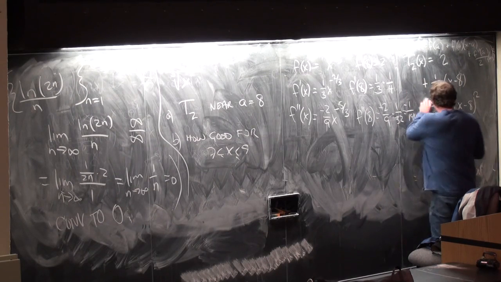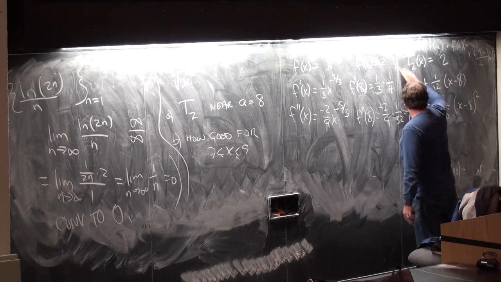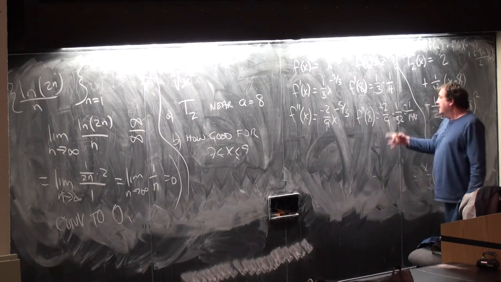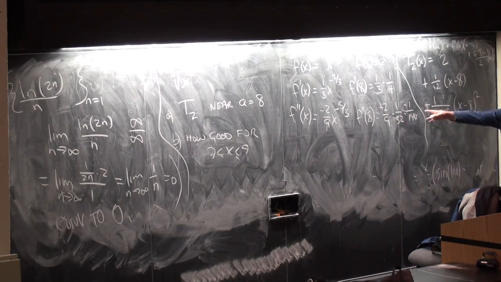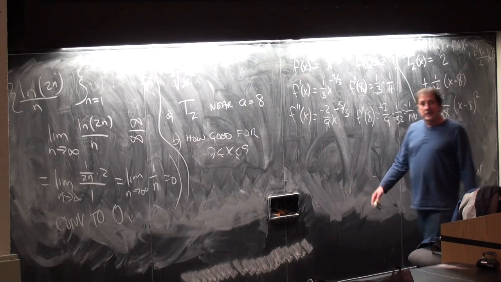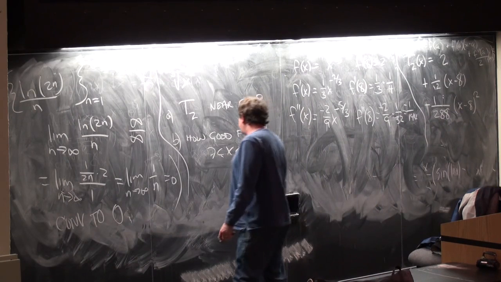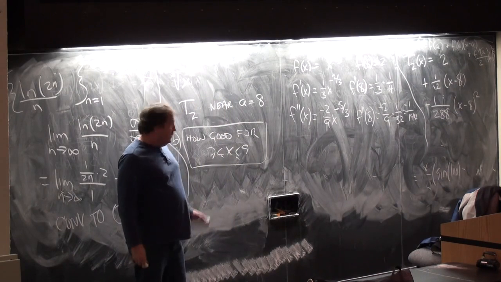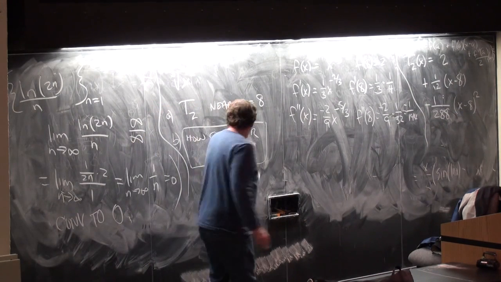And it's negative. So there's the answer to the first part. If I had asked for T3, you take the derivative again, plug in, and then you would have whatever number you get here, divide it by 6, multiply it by x minus 8 cubed, then you just keep going until time's done.